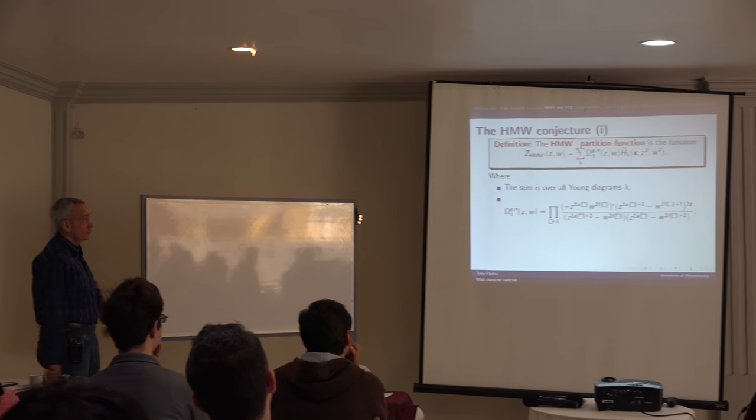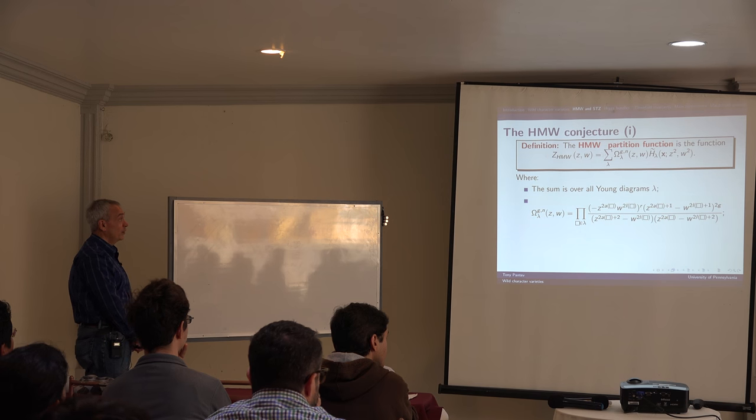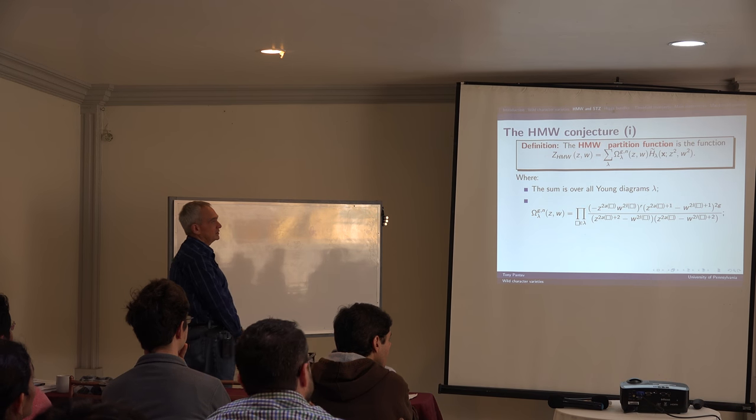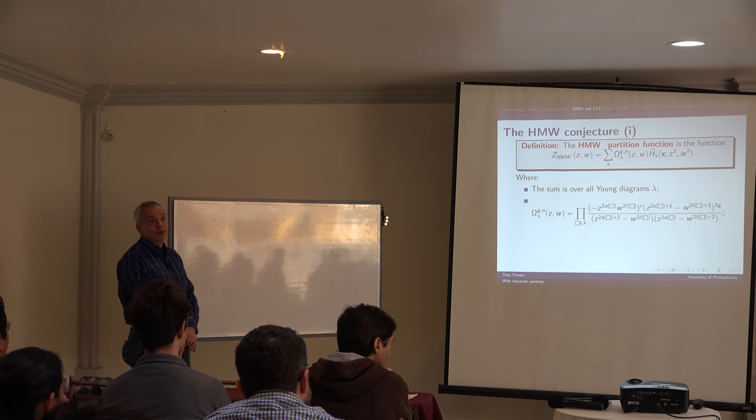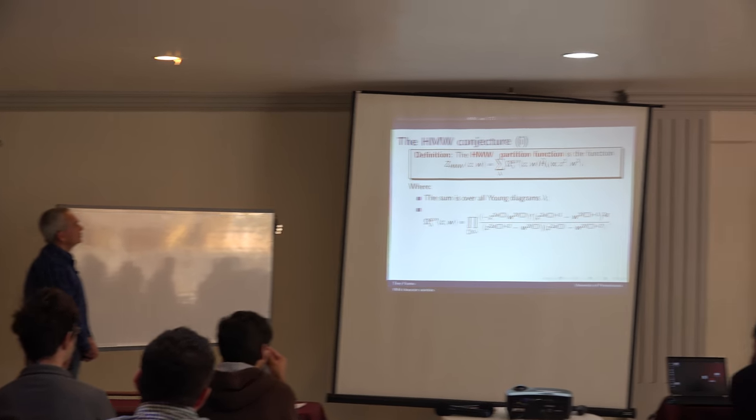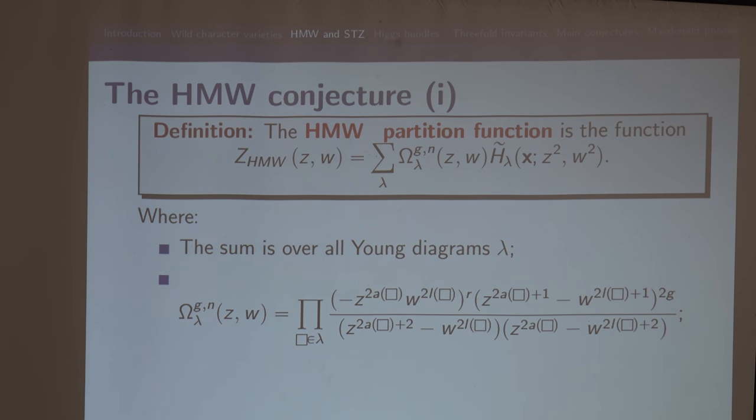Okay, so here is what we want to do. We want to compute that mixed Poincaré polynomial, and it turns out that you can write a formula, at least a conjectural formula for it, partially by using some combinatorial creature. So here is a rational function in two variables z and w. It's a formal series in infinitely many variables x that are written here. So we call it the Hausel, Mereb, and Wong partition function.